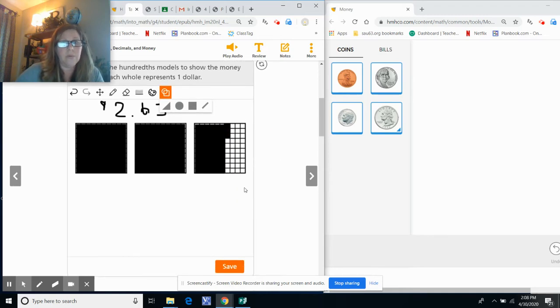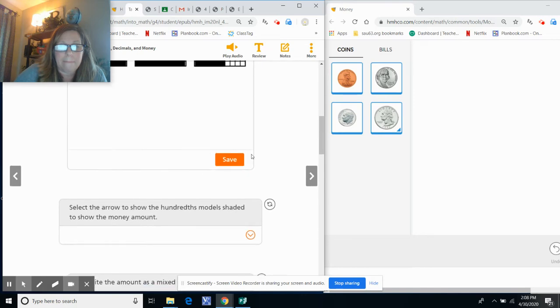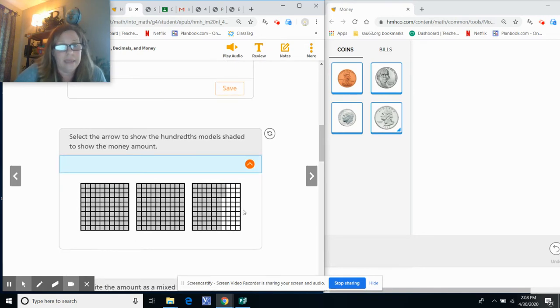Okay, so here we have represented on the model $2.63. Okay, so it should, and it does, look like this. Make sure your model looks the same. Take a moment and color that in.